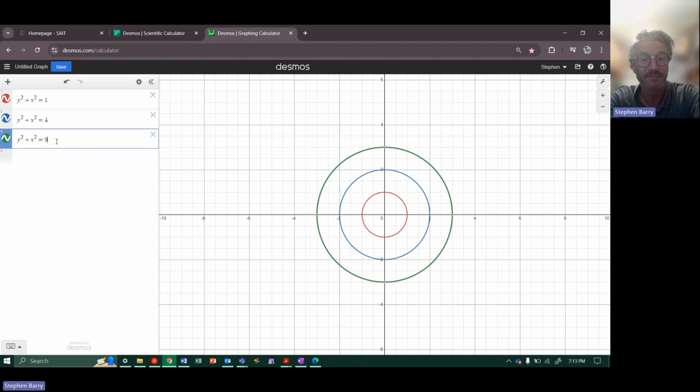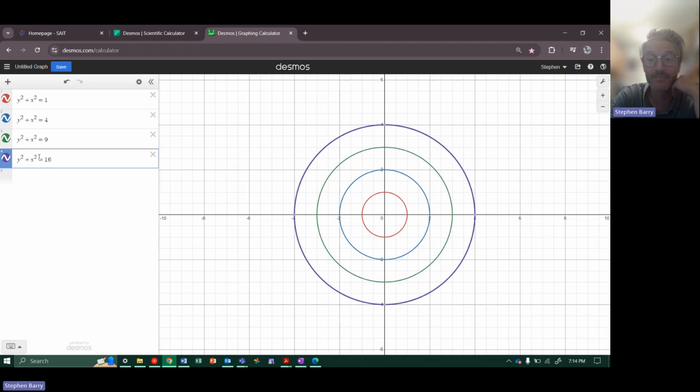And you know, you can just keep going with squares to make it nice. Next square would be 9. Ooh, that's pretty. Let's go for the next perfect square, 16. Yeah. So you get the point.